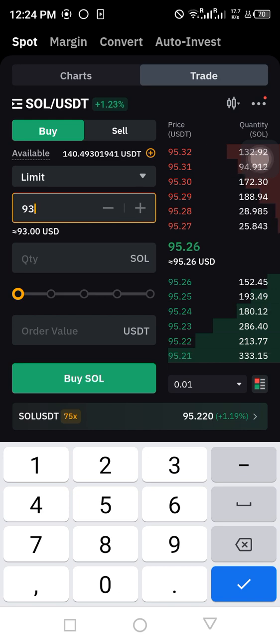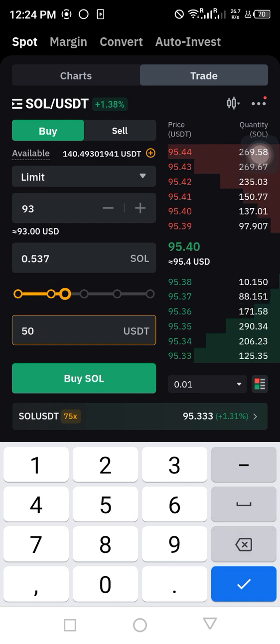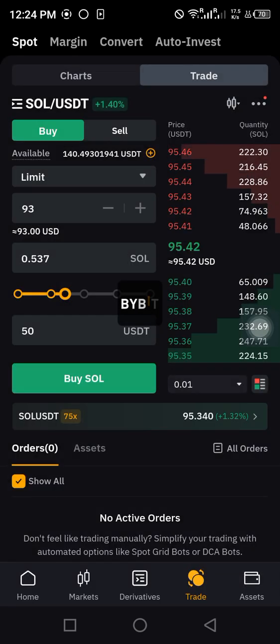So once you do that, the next thing you need to do is to pick in the quantity of USDT you want to use to place your trade. Are you using 100 USDT? Or since you are not too certain, are you going to place your trade using 50 USDT? If your decision is 50, you now click on buy Solana. So now we click on buy. So we have bought our Solana.